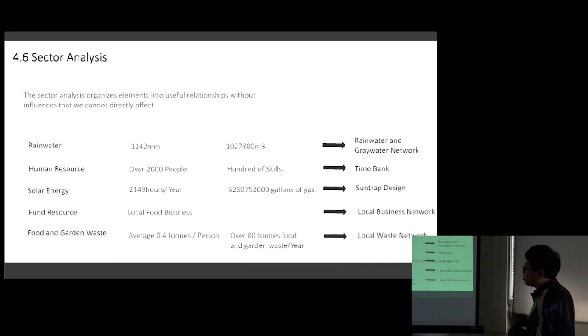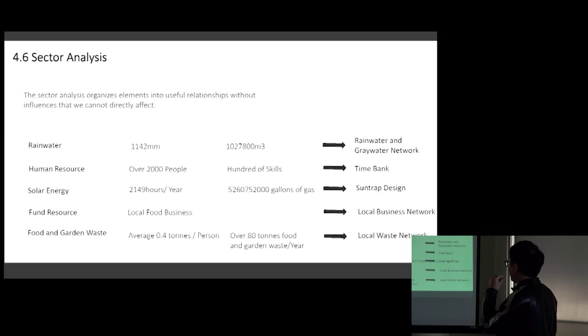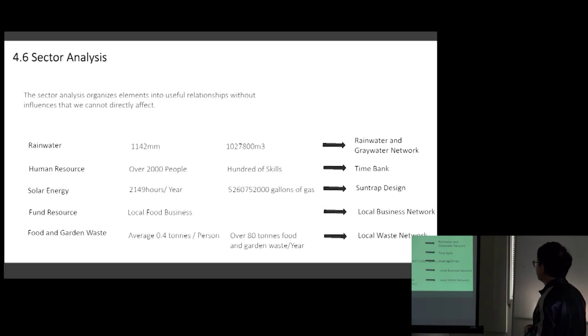So then before we organize the productive landscape, we need to do some sector analysis. The sector analysis organizes the relationship. It organizes the elements into useful relationships. So we organize the rainwater, human resource, solar energy, farm resource, food, and garden waste.